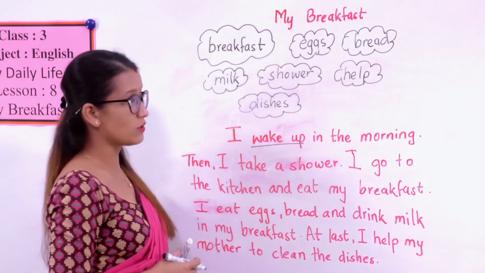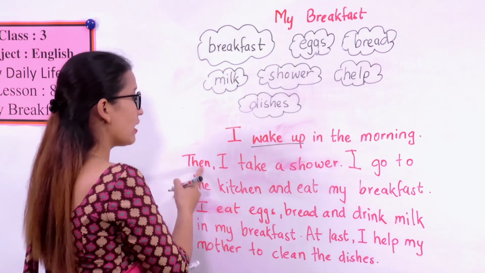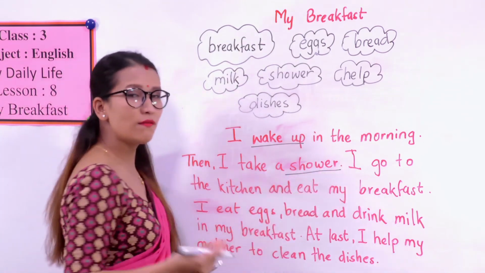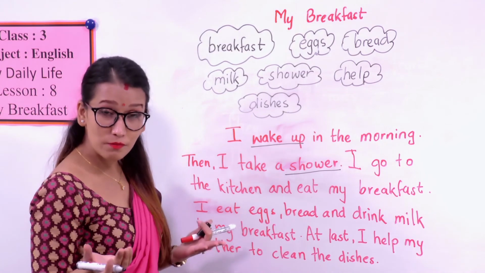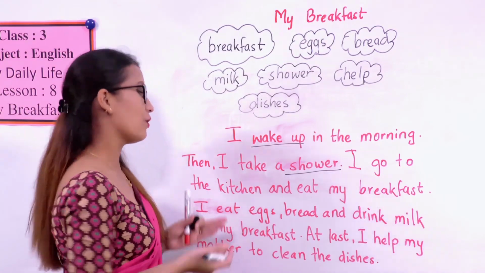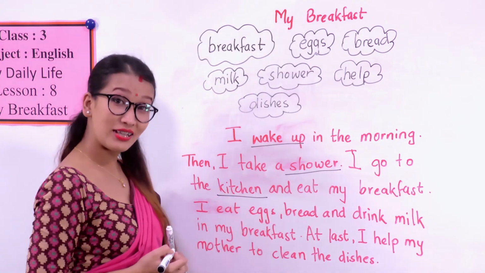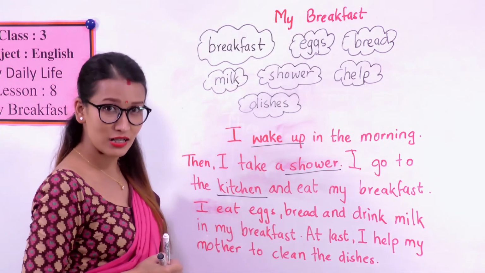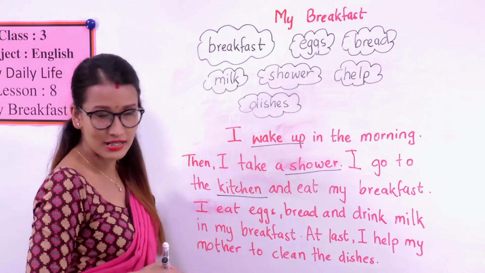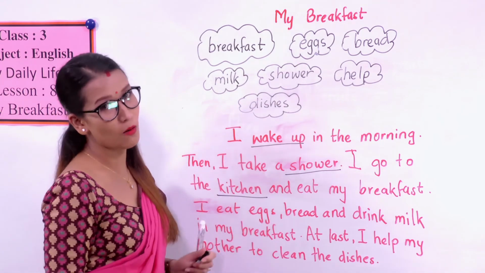Yes, this is the important one. We wake up in the morning. Then I take a shower. If you don't take a shower, you might wash your face, brush your teeth. Yes, you can write that. I go to the kitchen. We go to the kitchen for our breakfast. Otherwise, in the dining room. Yes, you can write dining room also, or kitchen.